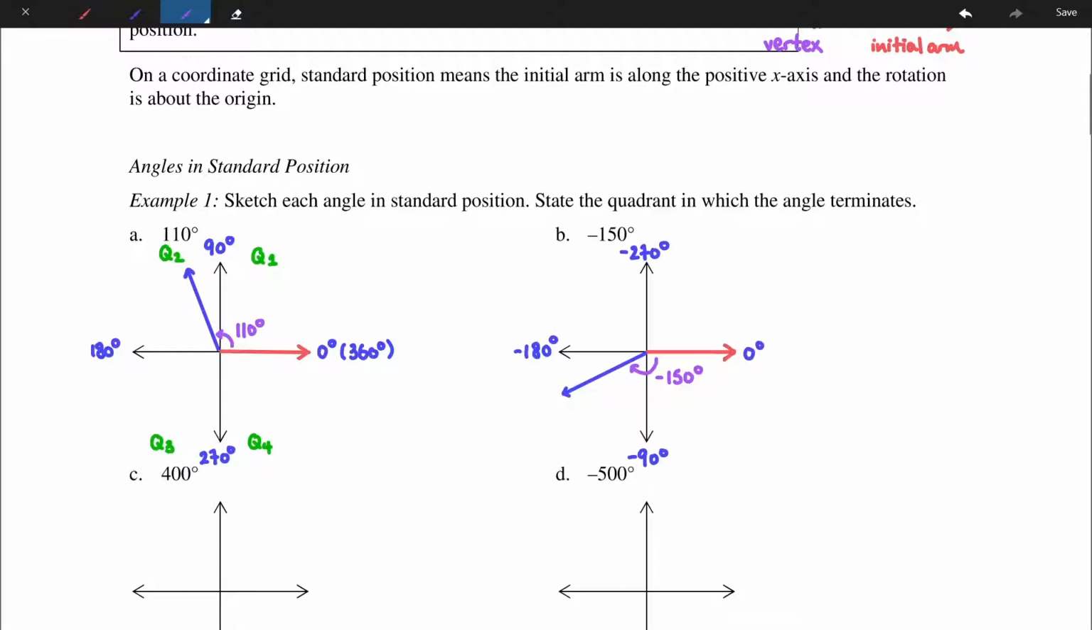So notice that the same terminal arm can be of two different values. For example, this could be 90 degrees or negative 270 degrees. And those are called coterminal angles, which we'll explore in greater detail in just a bit. Okay, so for now, let's move on to the next couple of examples here.